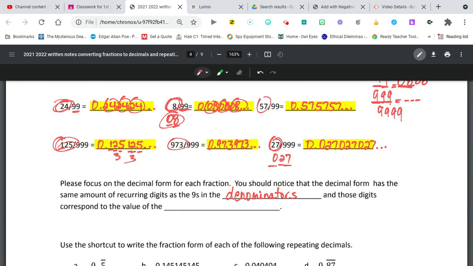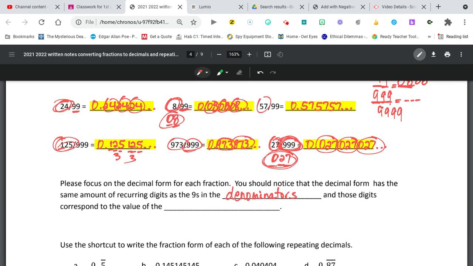Same thing here. How many nines in your denominator? 3. So your numerator is recurring in 3 digits. How many nines in your denominator right here? 3. So your numerator is recurring in 3 digits. That's why you've got to put a 0, because 27 only has 2 digits. Now I can say 027, 027, that's 3 digits.